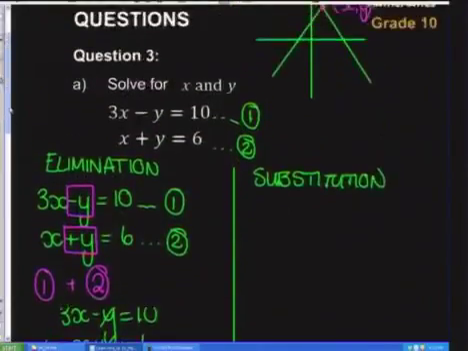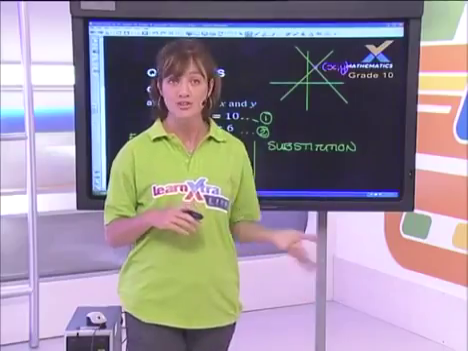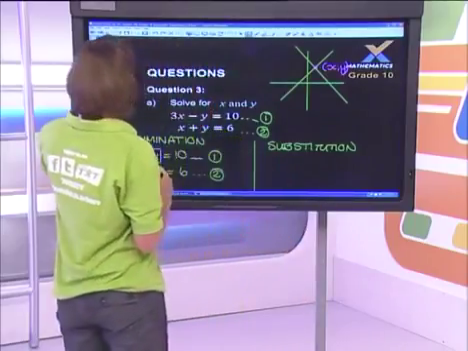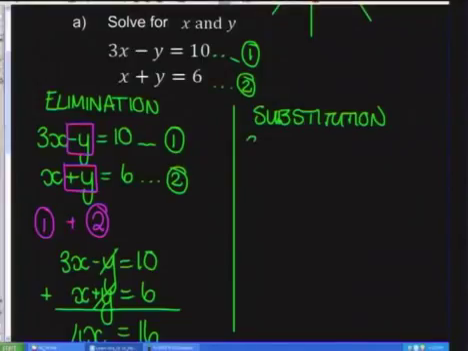So what we're saying, if I go back to the diagram, is that if that was the point at which the two graphs intersected each other, obviously it's not 100% accurate, but the x value would be 4 and the y value would be 2. Okay, so that's the elimination method. Let's have a look at the substitution method.